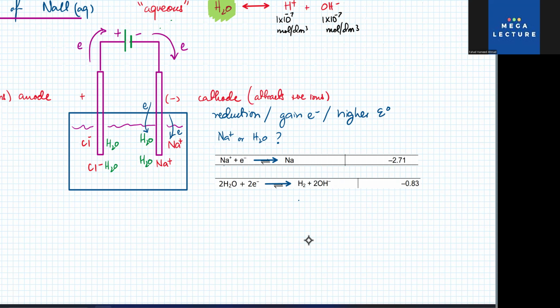And between these two, who's got the high E naught? It's water that gains electrons. Is this clear? Yes, sir. So water is the one that's going to gain electrons.